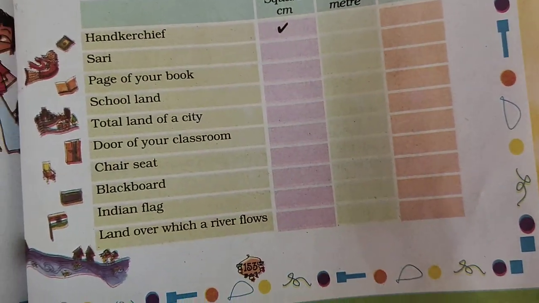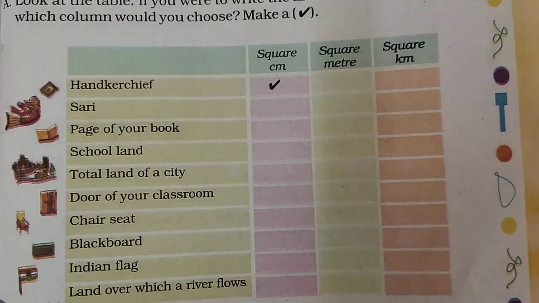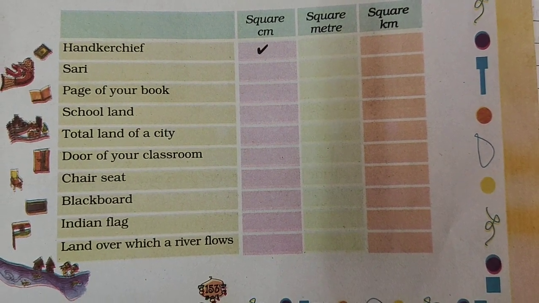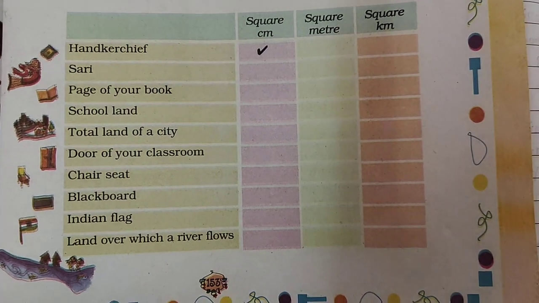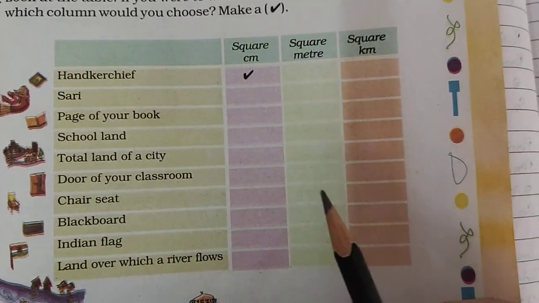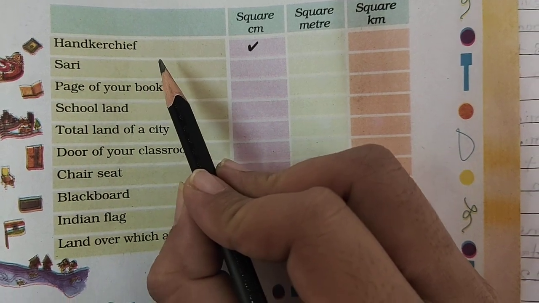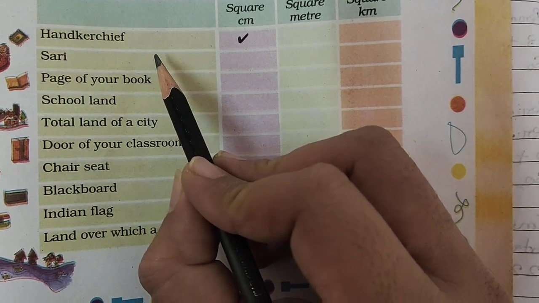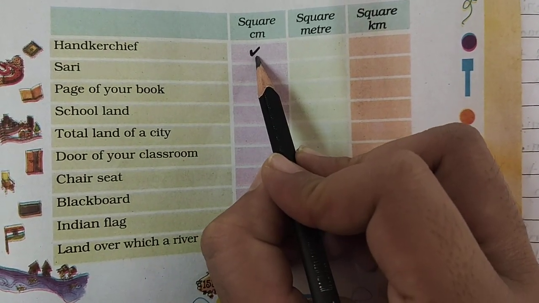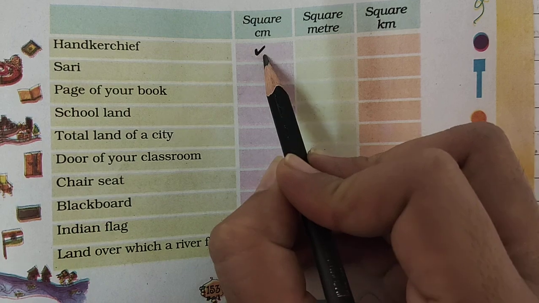Now some items are given to us and we are supposed to see what the standard unit of these objects should be if we are to find out their area. Handkerchief: we can measure the handkerchief in centimeter because it is small, so we use the standard unit centimeter. When finding the area also, we will find it in centimeter only. So here we will use square centimeter.